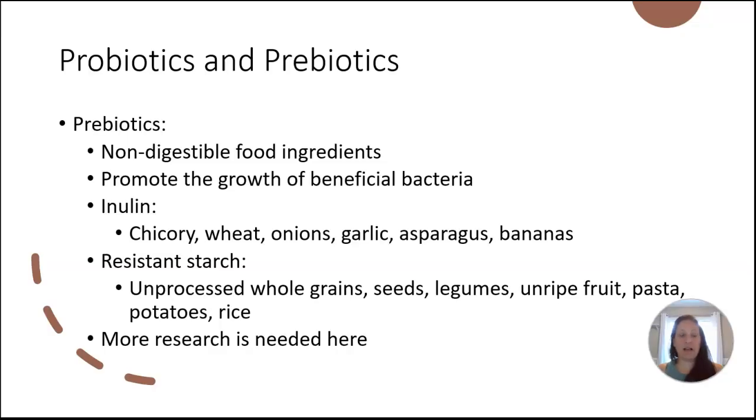Prebiotics are non-digestible food ingredients that are thought to promote the growth of beneficial bacteria. They can be found in foods like chicory, wheat, onions, garlic, asparagus, bananas, unprocessed whole grains, seeds, legumes, unripe fruit, pastas, potatoes, rice. More research is also needed here. But again, we're starting to understand the gut microbiome more and more.